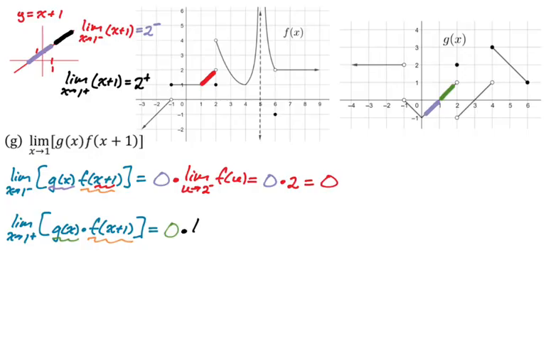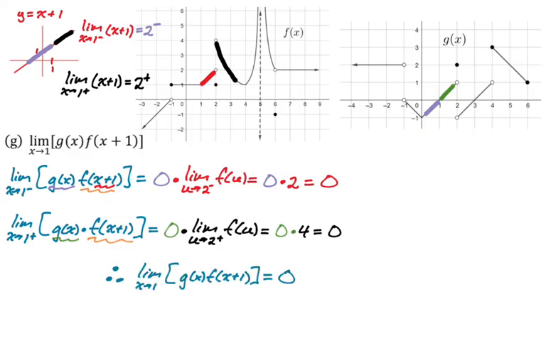So I'm going to put this in of f of u. That's going to be 0 times, now we go to the graph of f, we approach 2 from the right, and you can see you get 4, so 0 times 4, which is 0. Okay, and that means, same answer both times, we get 0 overall. Good stuff. Let's take a look at the next one.